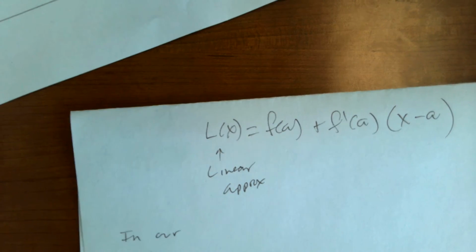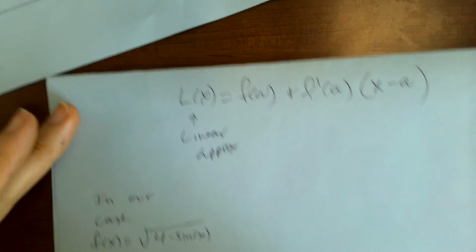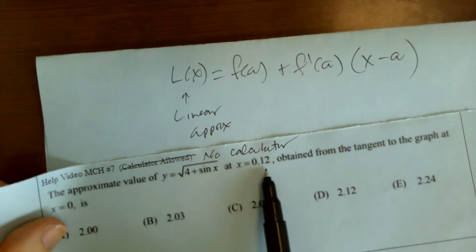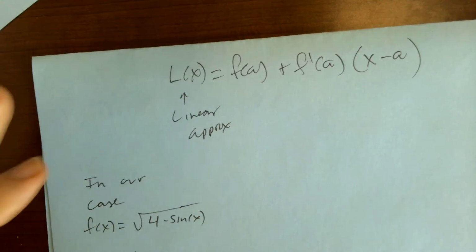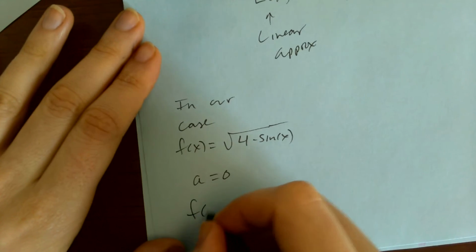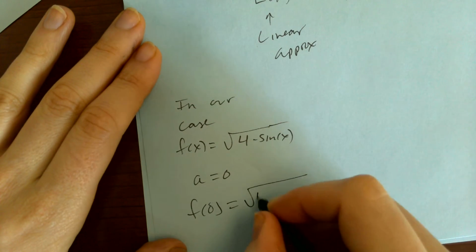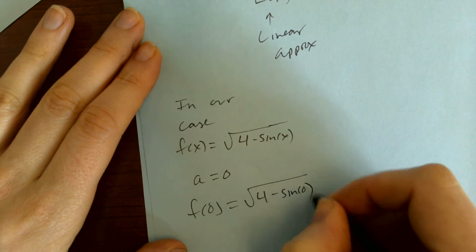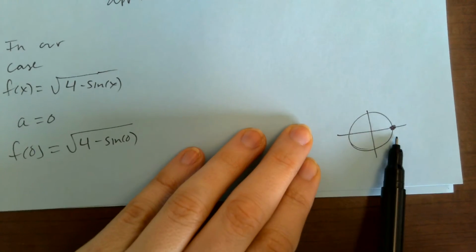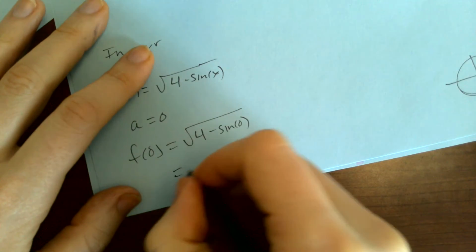Okay, and then you're going to plug 0.12 in. All right, so first, f of 0 is radical 4 minus sine of 0. And then you need to know what sine of 0 is. It's the y-coordinate of that point. So sine of 0 is 0. So radical 4 is 2.